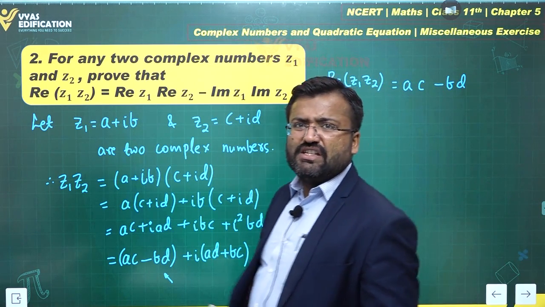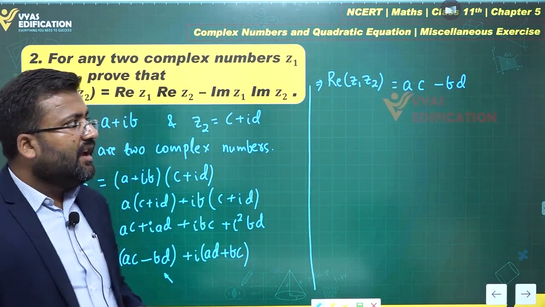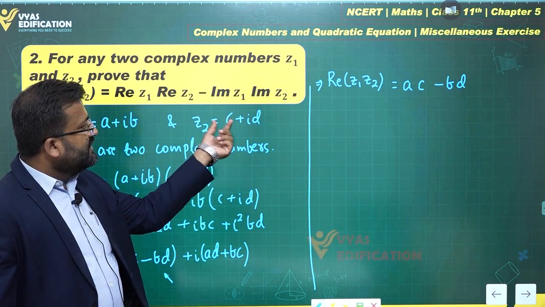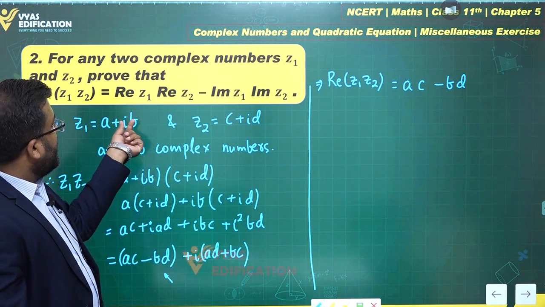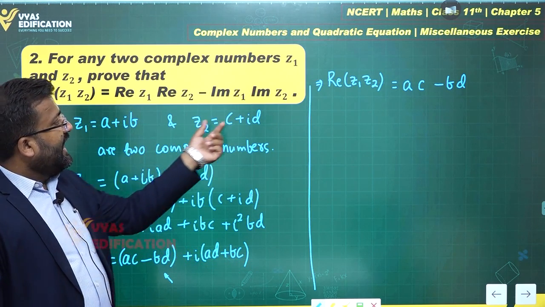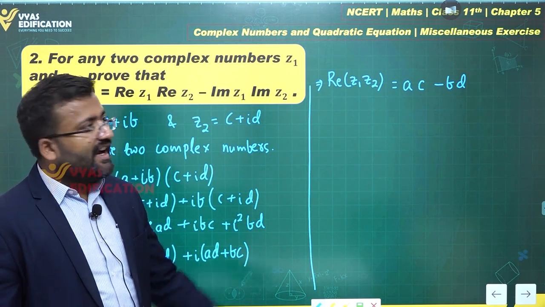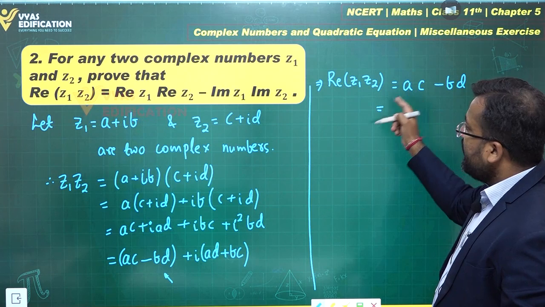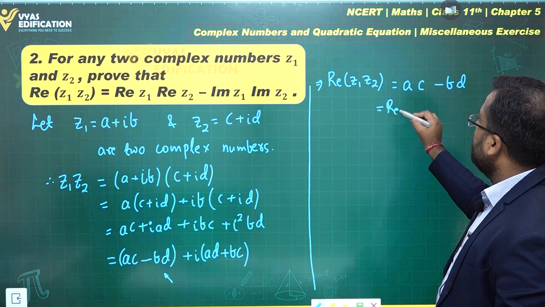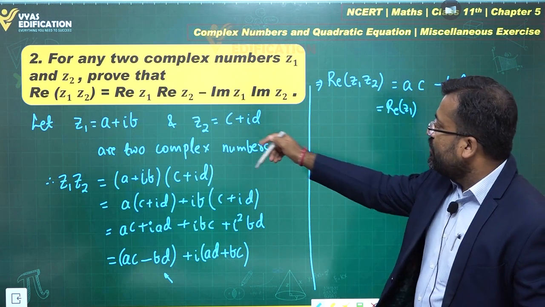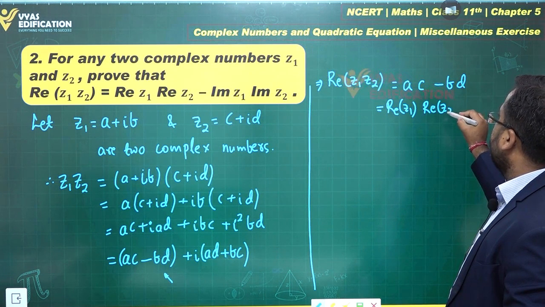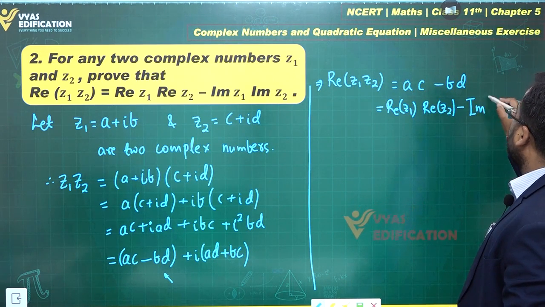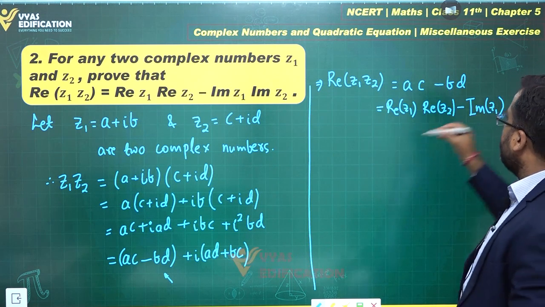Now what is interesting about this ac and bd is, can you observe here, a is the real part of z1, c is the real part of z2, b is the imaginary part of z1 and d is the imaginary part of z2. And I'll replace exactly that over there. A is equal to real z1, c is equal to real z2, minus b is equal to imaginary z1 and d is equal to imaginary z2.